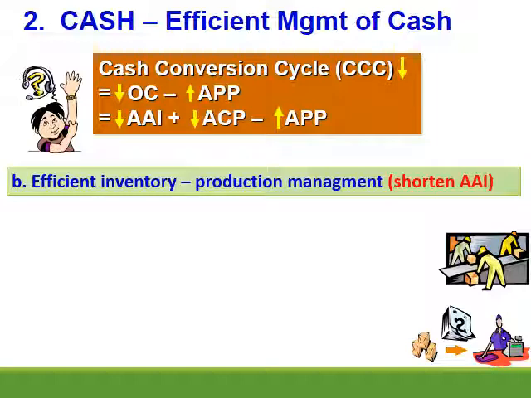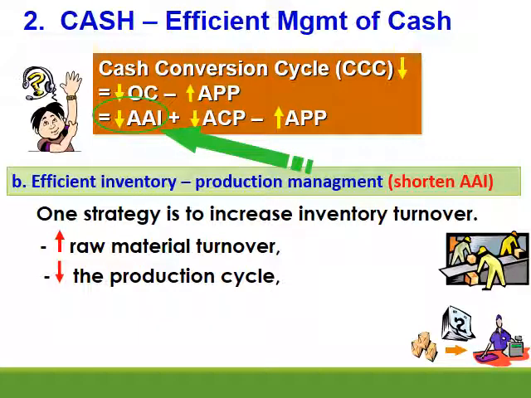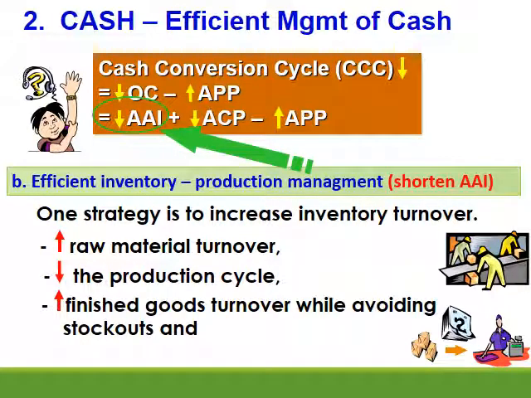Efficient inventory production management shortens the AAI. This will reduce the AAI. One strategy is to increase the inventory turnover. To do so, the firm can increase the raw material turnover. This will lead to an overall increase in the inventory turnover. Reduce the production cycle. Increase finished goods turnover while avoiding stock out, and improve the distribution network. So the faster you distribute things out, you will shorten the production cycle. You will shorten the whole process.